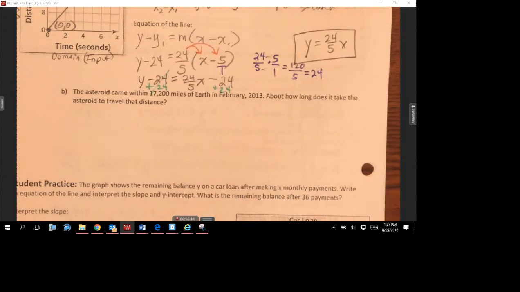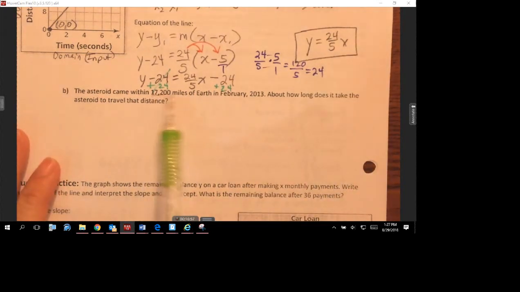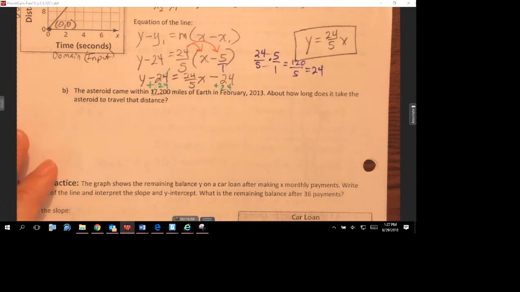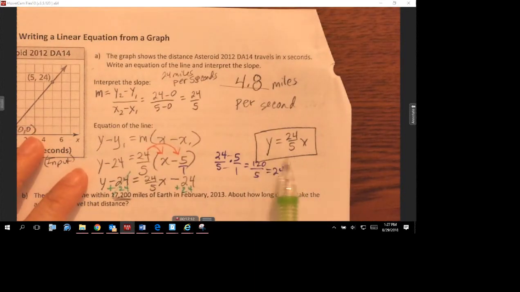All right, the asteroid came within 17,200 miles of Earth in February 2013. About how long does it take the asteroid to travel that distance? So the asteroid was 17,200 miles from Earth. We need to know how long it takes. You already have the answer. Okay, one moment. We need to know how long it takes to travel that far. So in my equation that I have up here, which of these variables represents distance?